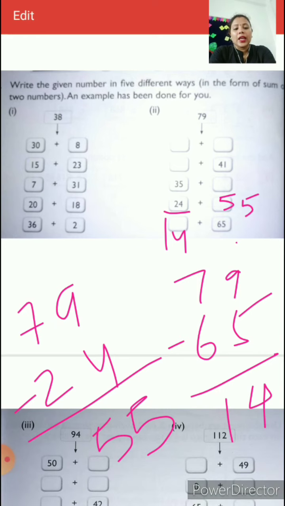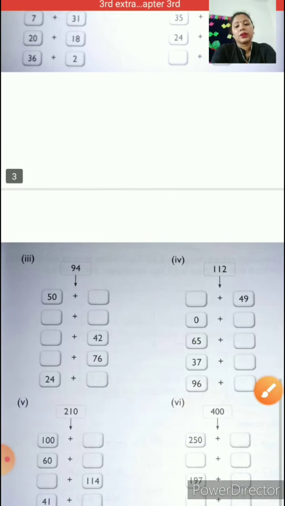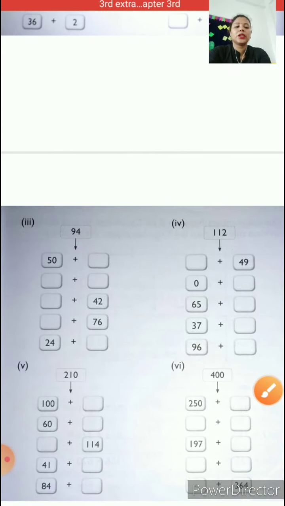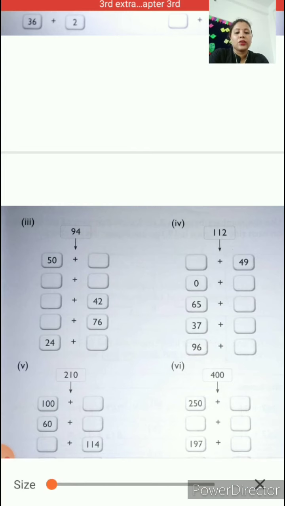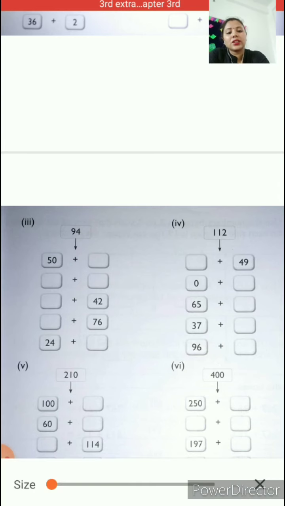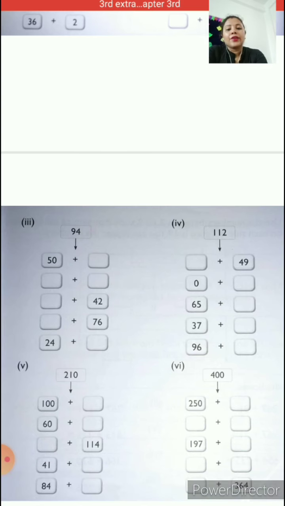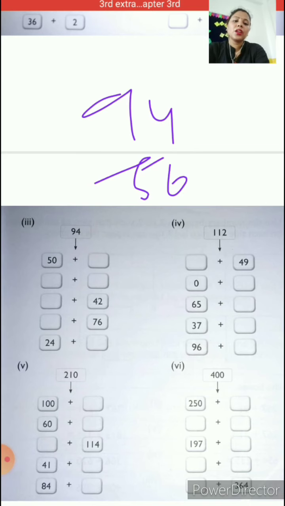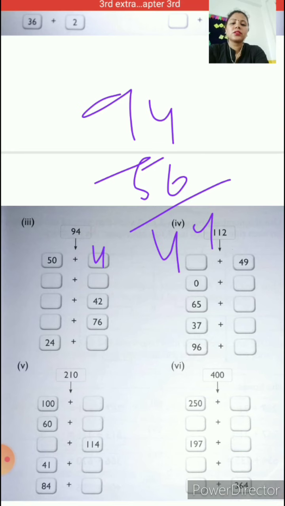Now question number 3rd. All questions are same. Only the digits have changed in this, the methods are same for all the questions. Now question number 3 is 94. 50 plus what? What we will add with 50? Then answer will be 94. So 94 minus 50. 4 minus 0, 4. 9 minus 5, 4. So answer is 44.